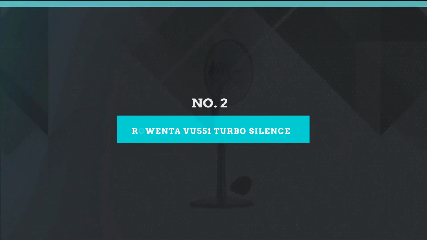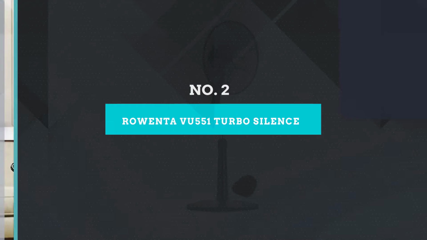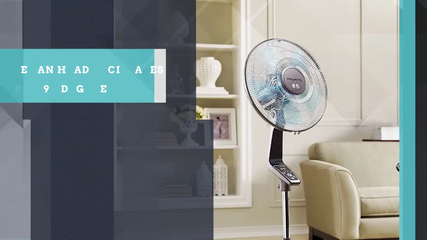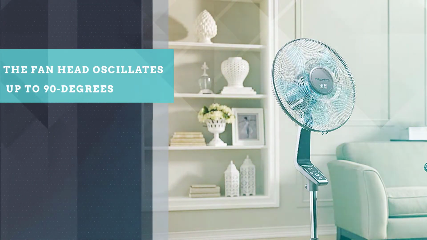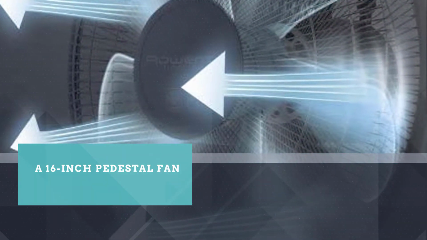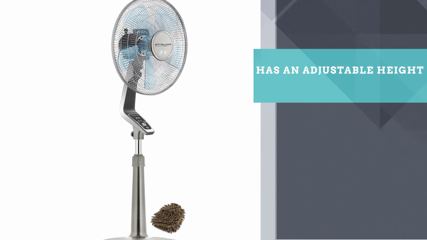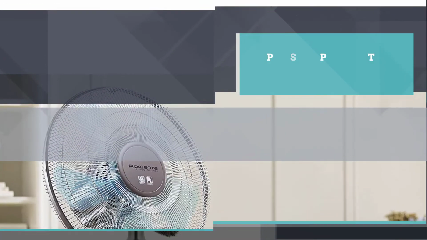Number 2. Rowenta VU551 Turbo Silence. This is one of the finest products of German engineering. If you want a quality pedestal fan, this product is not going to disappoint you. For people who don't prefer fans that produce a disturbing sound, this is an ideal option. The noise level is between 40 and 56 decibels, which is decent even for light sleepers.